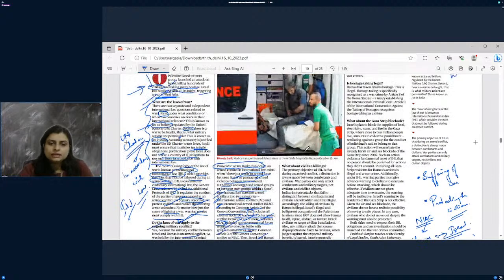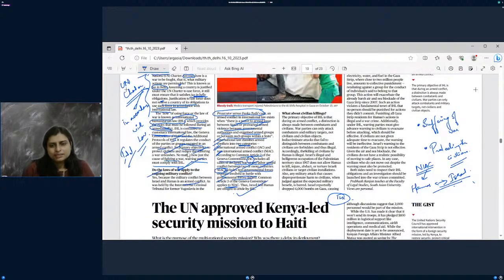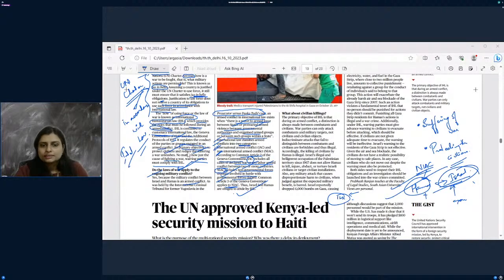In IHL, that is your international humanitarian laws, both the conflicts are covered. And what are those? International armed conflicts and non-international armed conflicts. So in a non-international armed conflict, there is one group, that is Hamas, a non-governmental group, against the government of Israel. This kind of conflict also comes under international humanitarian law, and it calls for less suffering from war and more protection of the civilians. Now, what about the civilians killing?